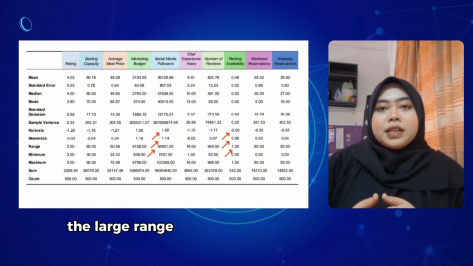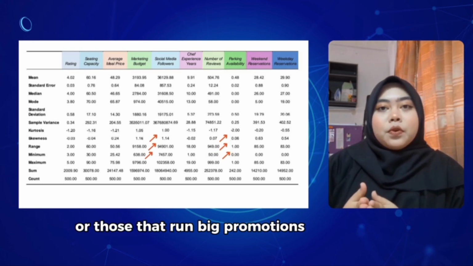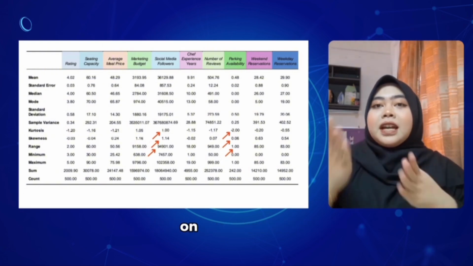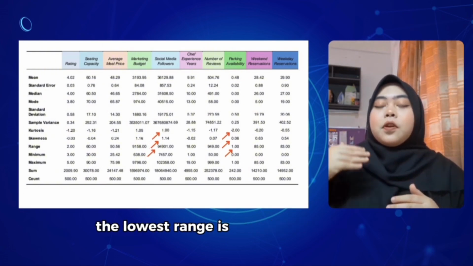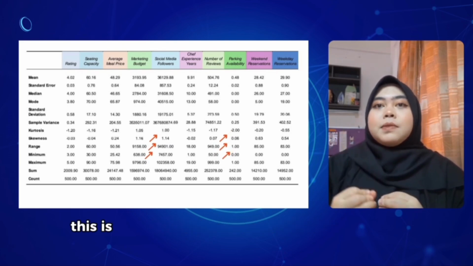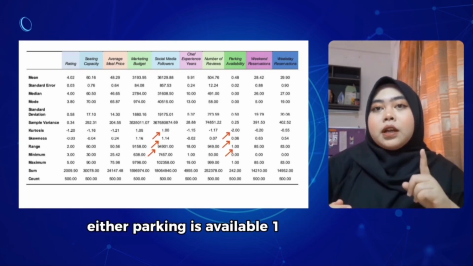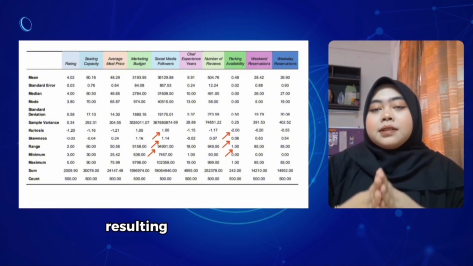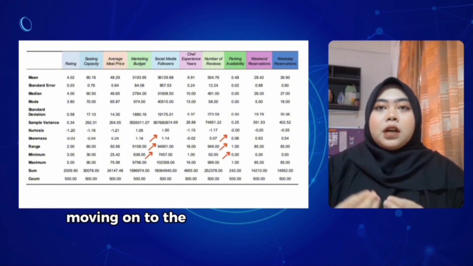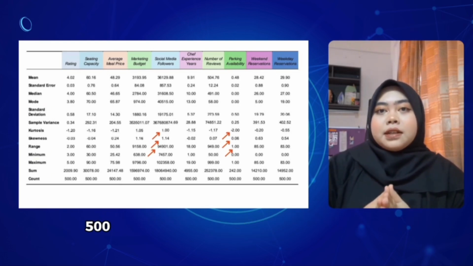The large range is because well-known restaurants or those that run big promotions tend to attract a significant number of followers. On the other hand, the lowest range is for parking availability, which has a range of just 1. This is because there are only two possible values, either parking is available 1 or available 0, resulting in a very small difference. Moving on to the count, all variables have an equal total of 500 data points.